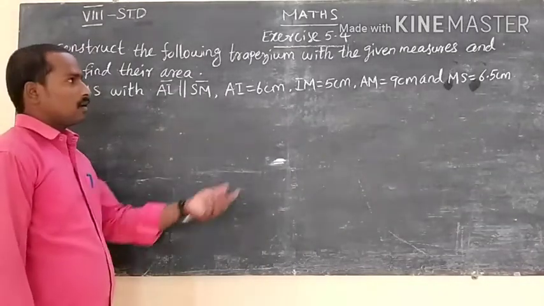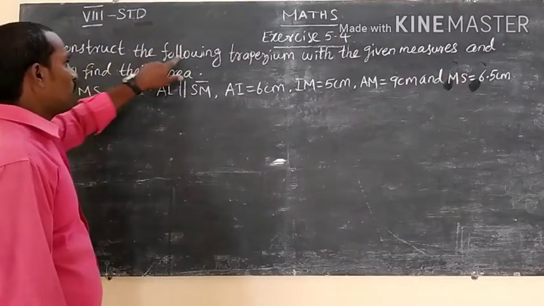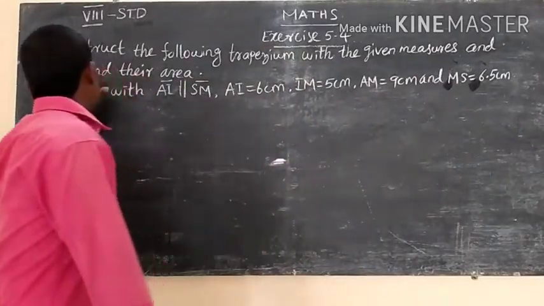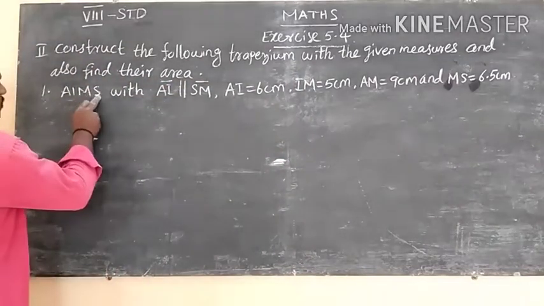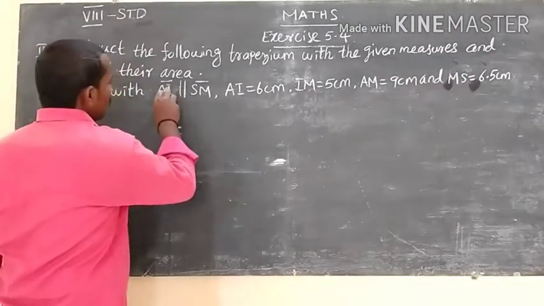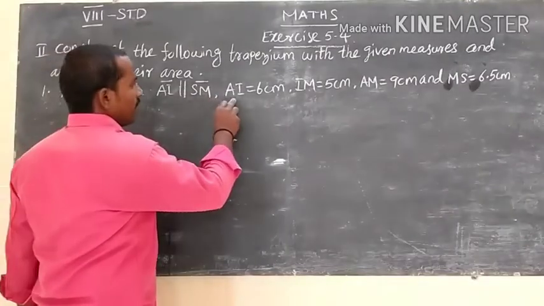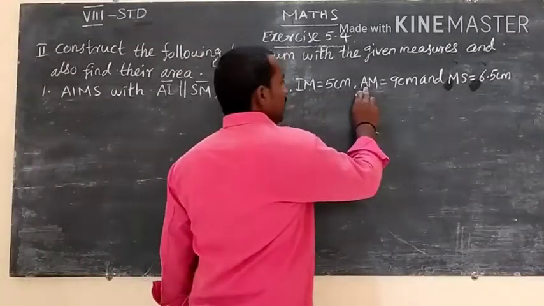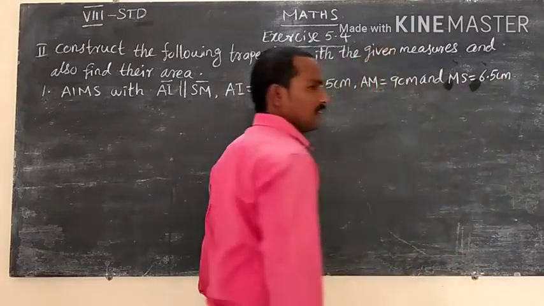Okay, dear students, exercise 5.4, second Roman numeral. Construct the following trapezium with the given measures and also find their area. The first question: AIMS is the shape of a trapezium with line segment AI parallel to line segment SM. AI is equal to 6 cm, IM is equal to 5 cm, AM is equal to 9 cm, and MS is equal to 6.1 cm.